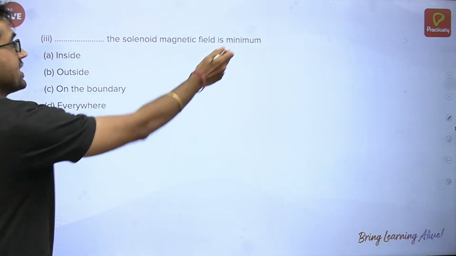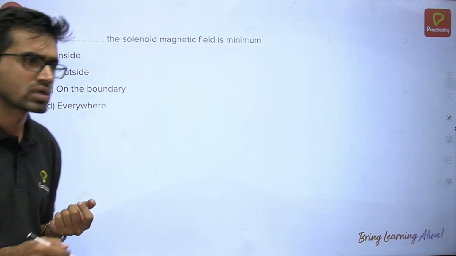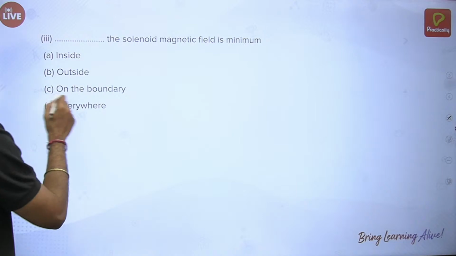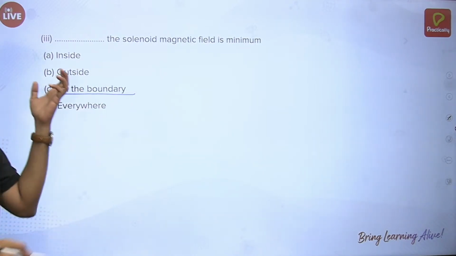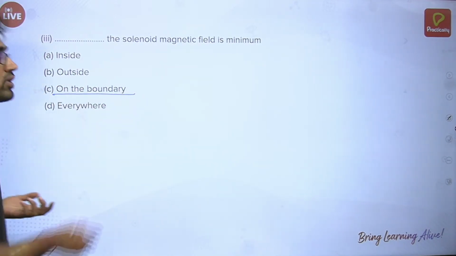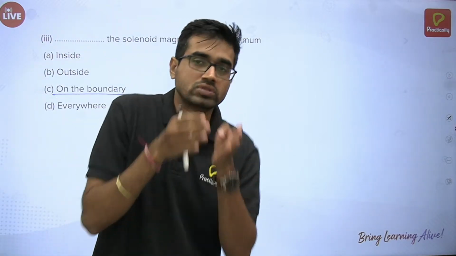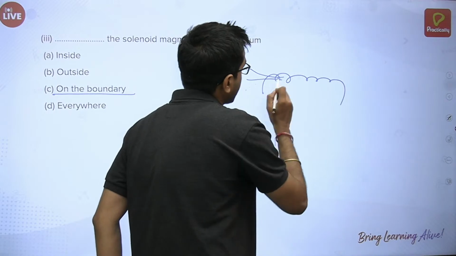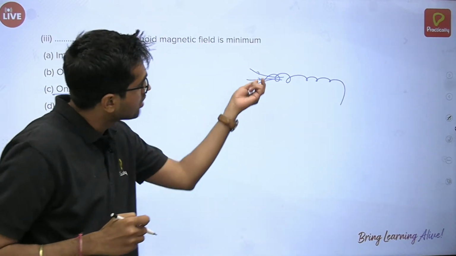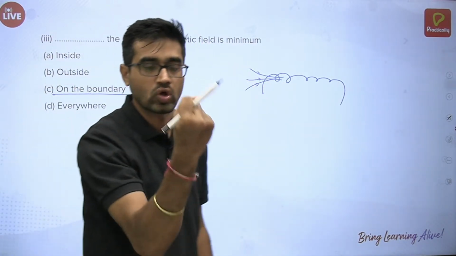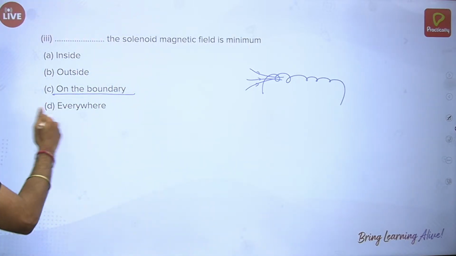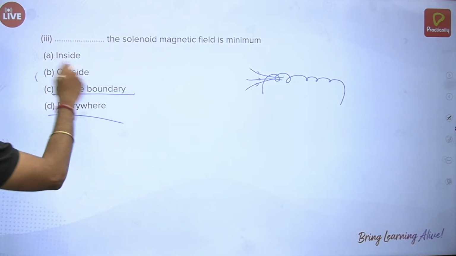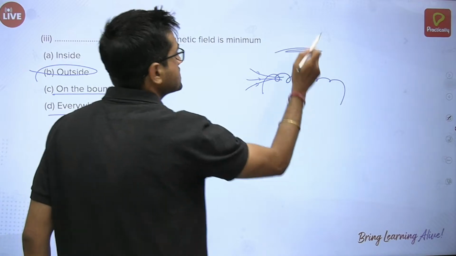No, it is not minimum. Outside? Not outside. On the boundary, it may be outside if I have no other options to write. On the boundary, it is very close. If you see a solenoid also, the magnetic field lines are entering. So on the boundary, it is actually strong. It's not weak. Everywhere where it is minimum? Outside, yes. So outside it is minimum.